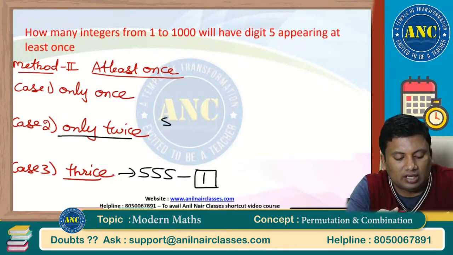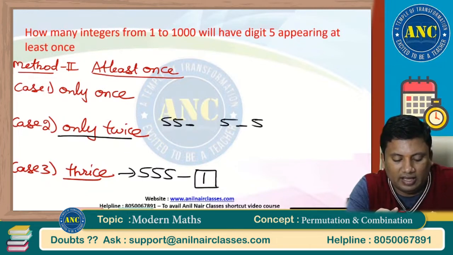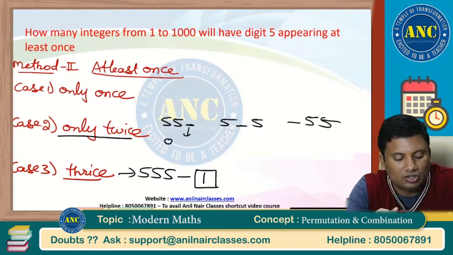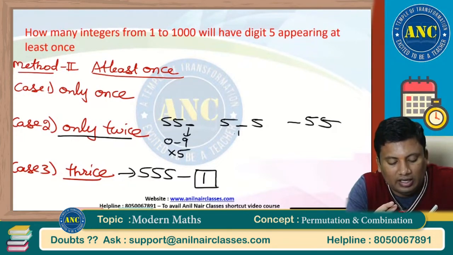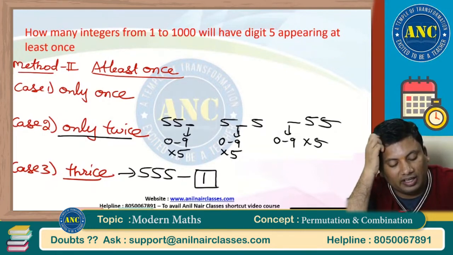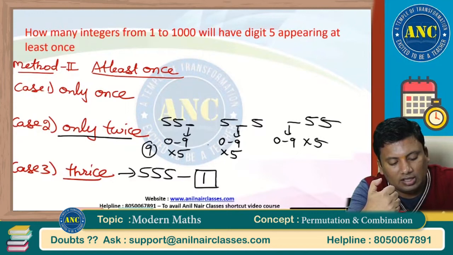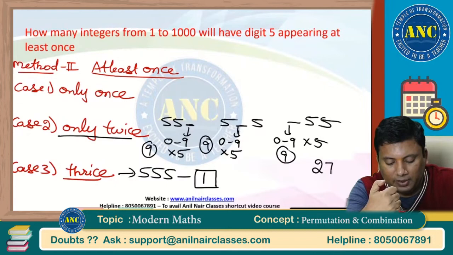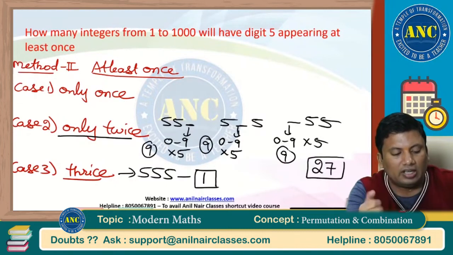Only twice: it can be 55 followed by a digit, or 5 then a digit then 5, or a digit followed by 55. Am I right? Here it can be 0 to 9, but 5 cannot come again because 5 appears only twice. 0 to 9 is 10 digits, 5 cannot come, so 9 cases here, 9 cases here, 9 cases here. So 9 plus 9 plus 9 is 27.